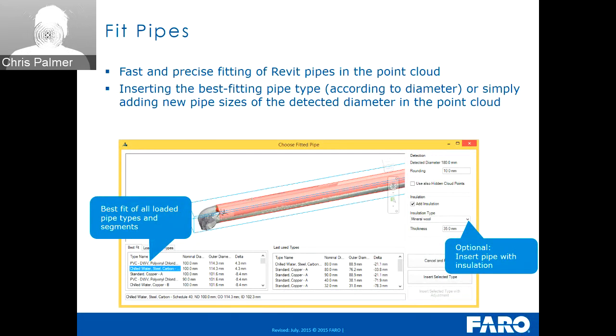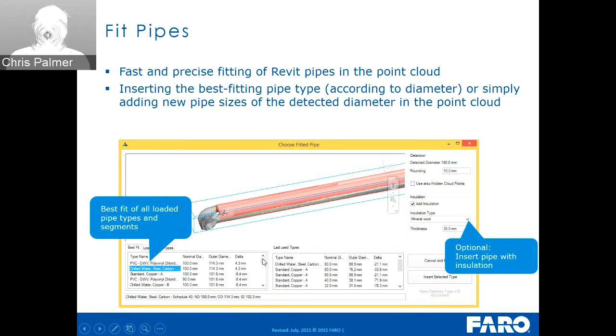What we're doing here is detecting a specific diameter. We've got a rounding value set at the top, in the top right hand corner. The software is going to search through all of our loaded types, find the closest matching type, and suggest that that's the one we should use. We then need to decide whether or not that's okay, or whether we want to insert a selected type with an adjustment. Maybe we model it exactly as it is in the point cloud, or exactly as it has been detected.